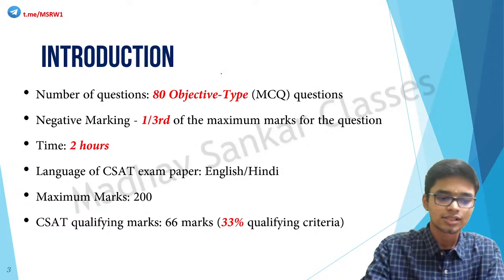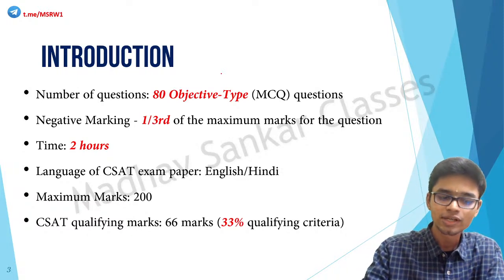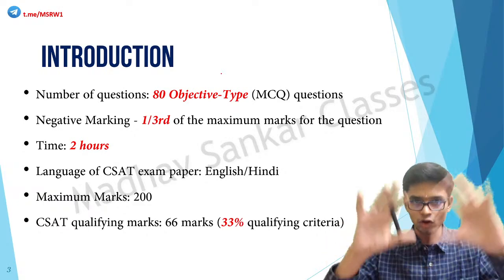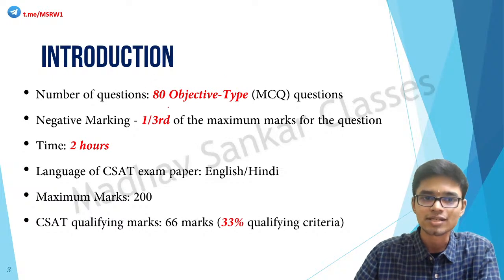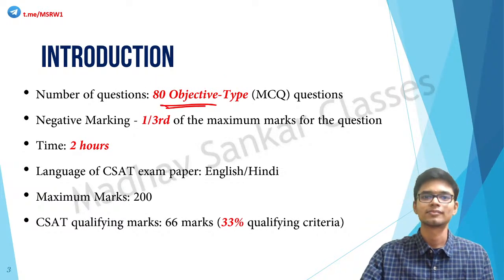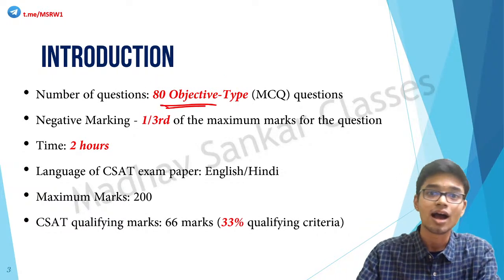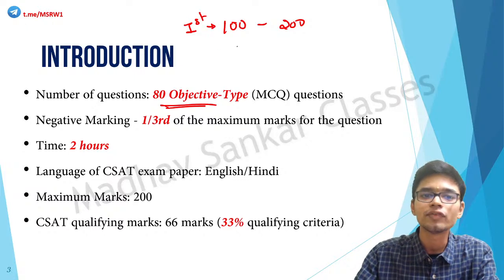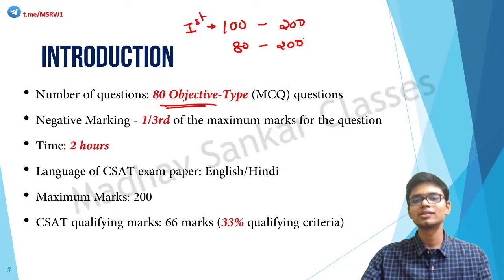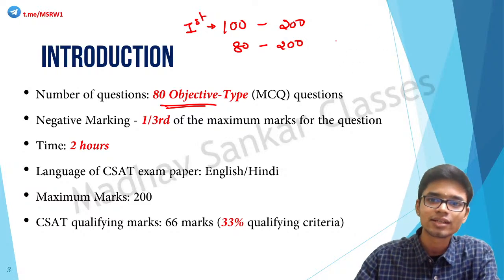So, starting with a brief analysis. We will be doing some problems, but after an overall view of this paper. There are 80 objective questions in this paper. We all know this. Unlike paper 1, where we have 100 questions for 200 marks, in paper 2 we have 80 questions for 200 marks. So what does this mean? This means that each question carries 1.25 marks.